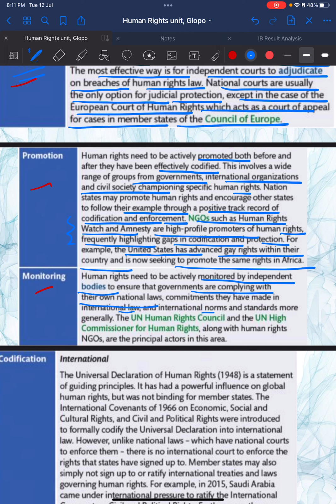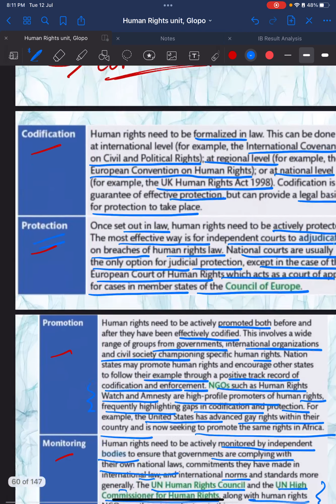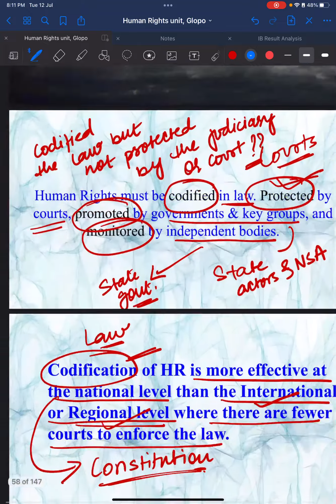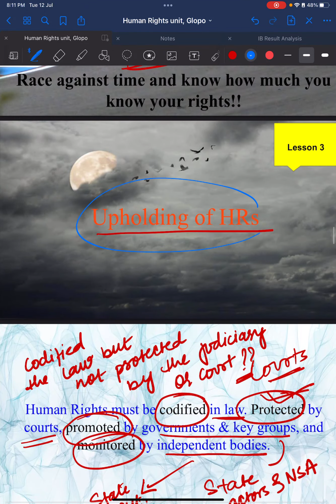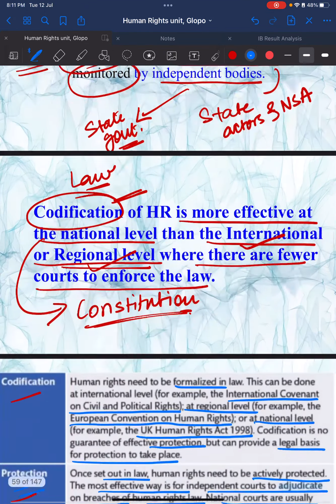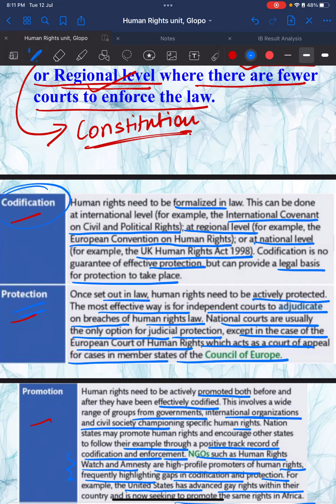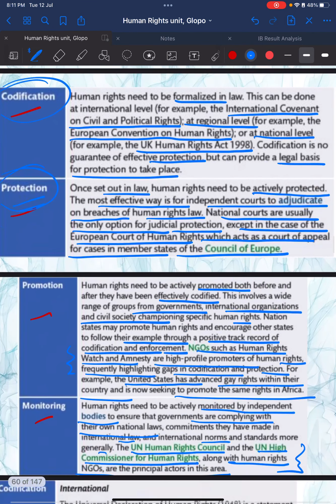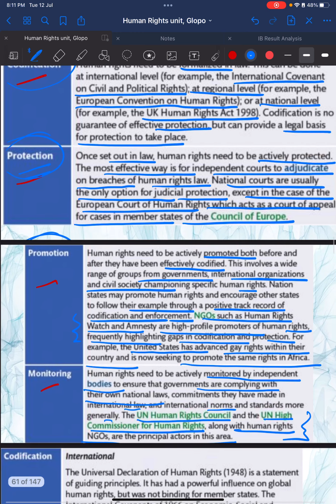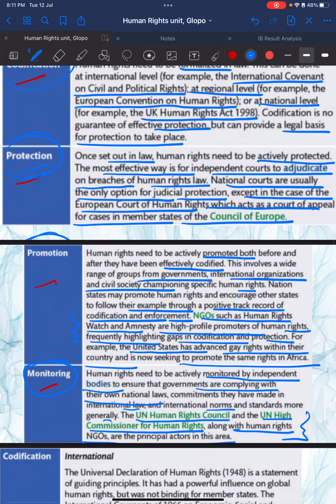International law and international norms and standards more generally. The UN Human Rights Council, UN High Commissioner for Human Rights, along with human rights NGOs are the principal actors in this area. Fair enough? Did you understand these four things? So under the upholding of human rights, we are going to study four things. One is codification, second is protection of human rights, promotion of human rights, and monitoring of human rights. So far so clear. Now we'll take one by one.